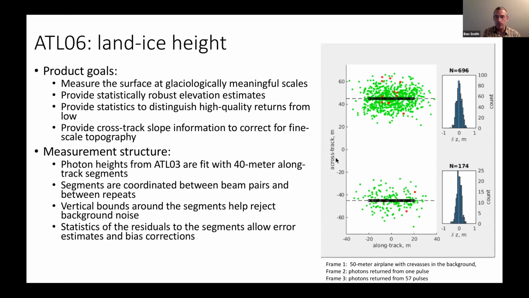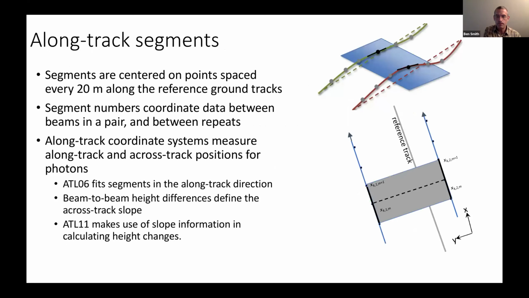So 57 pulses go into 40 meters for ICESat-2, and that's a few hundred photons for the strong beam, and a few tens of photons for the weak beam. Now, with these along track segments, we're doing 20-meter overlapping segments. We're doing posting at 20 meters, so we're overlapping the 40-meter segments by 50%.